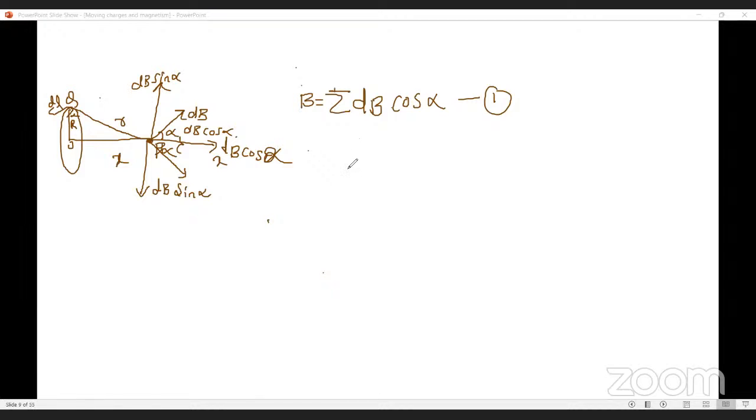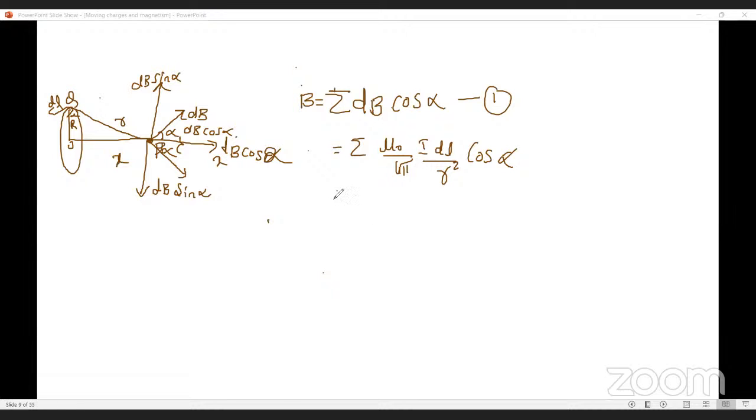Now let me write the value of dB first. That is equal to the summation of, according to Biot-Savart, mu naught upon 4 pi I dl upon r square. So cos alpha, keep it as it is. Now what is the summation here?